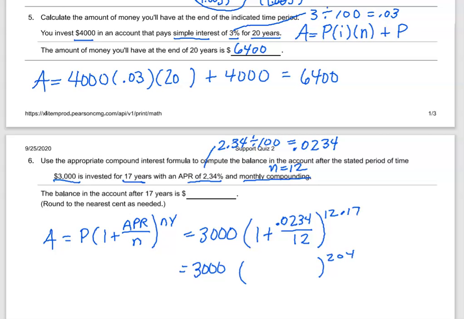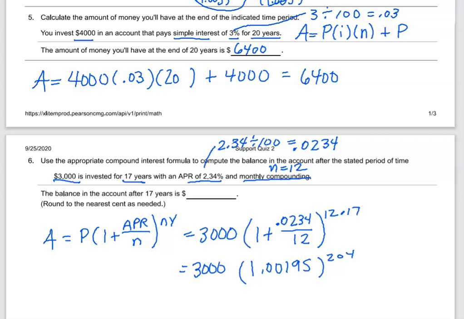Okay, I can try to get this thing. I'm not too hopeful that it's going to come out pretty, because it's 0.0234 divided by 12, but maybe it will. It actually wasn't that bad. It is 1.00195.